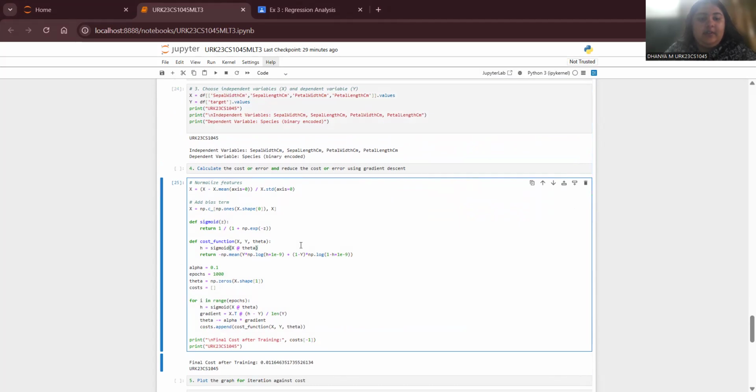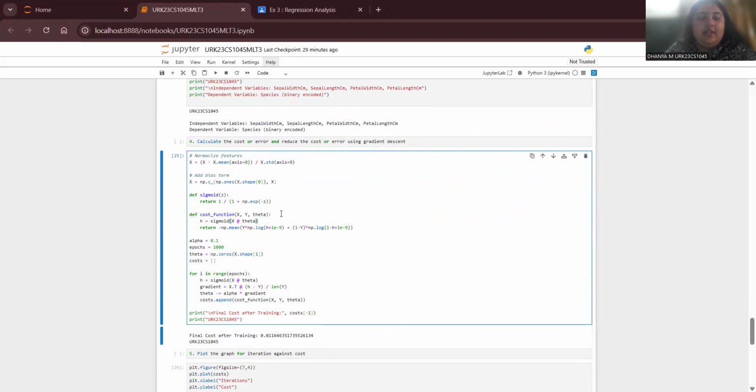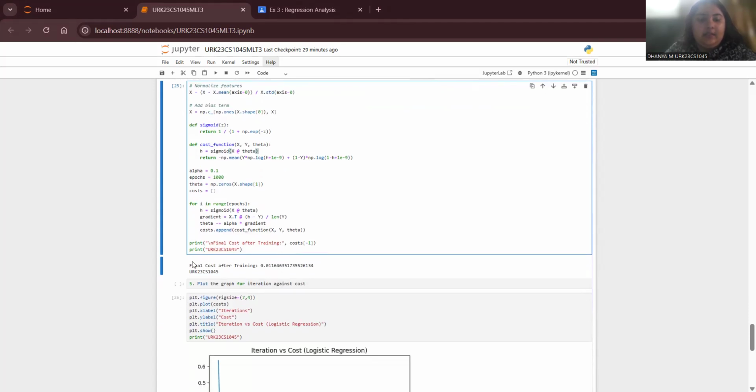And for the fourth question, I've calculated the cost function and reduced it using gradient descent. Logistic regression uses a cost function to measure prediction error. Gradient descent is an optimization algorithm used to minimize the cost function by updating the model parameters iteratively. As the iterations increase, the cost decreases and the model improves. This is the final cost after the training. You can see it in the output.